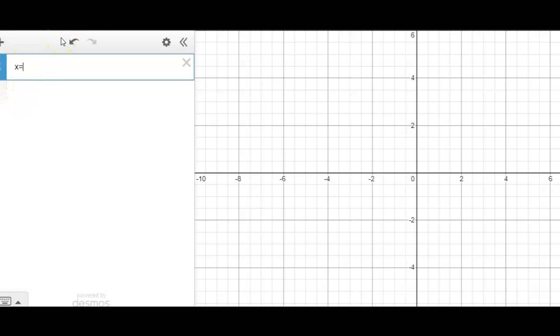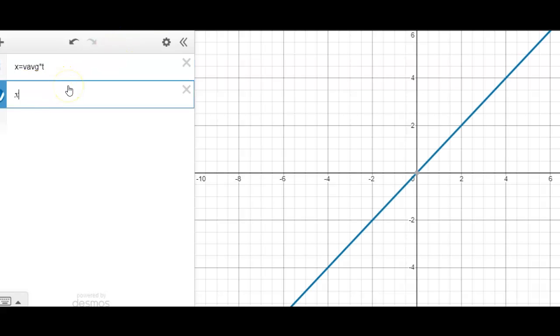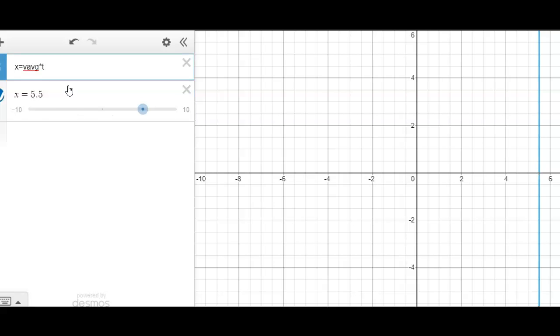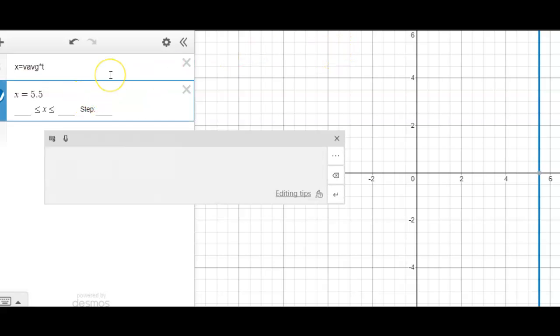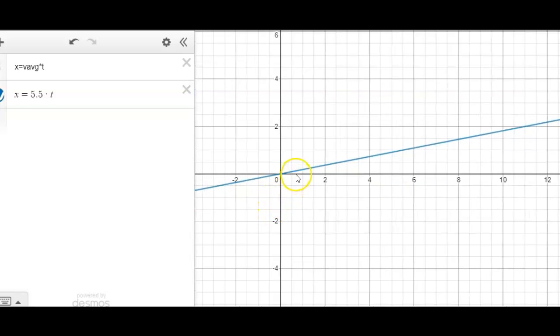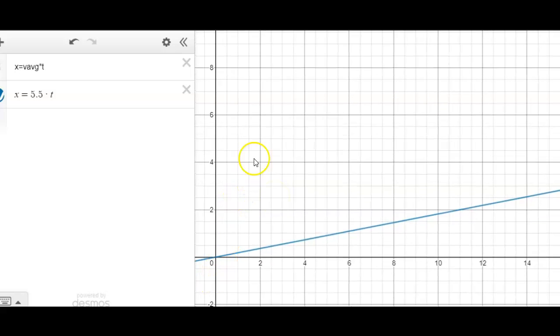We have x is equal to V average times time. And if we put it in here, we get x equals V average. So for the girl, it's just 5.5. And then we're going to multiply by time. All right, and Desmos can graph that for us right away. So there it is, and this shows the girl as a function of time.